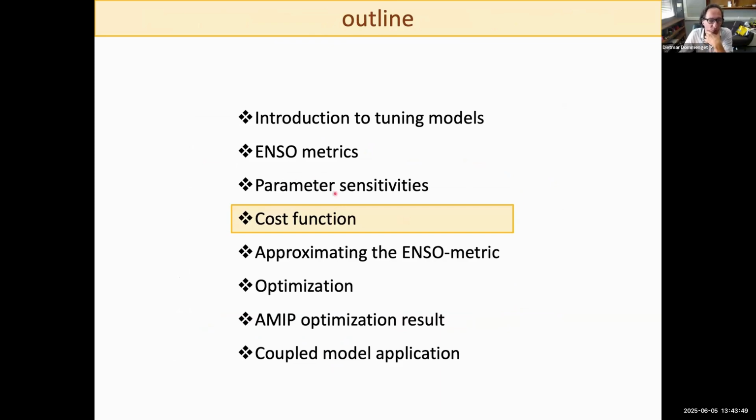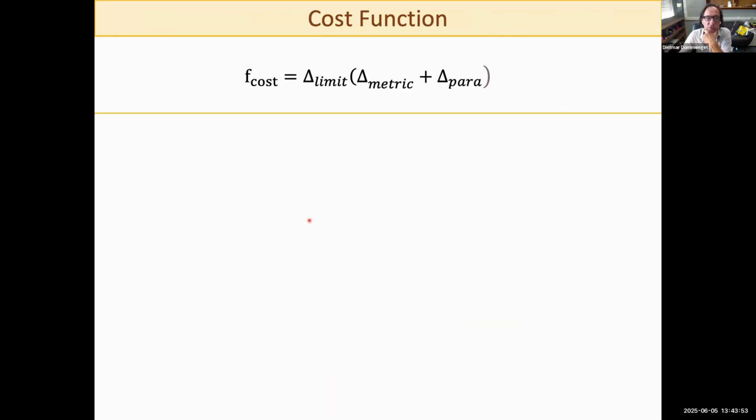Okay, so we have now a way of estimating parameter sensitivities. Maybe I should formulate my cost function. So our cost function is formulated this way. So the cost function is some.